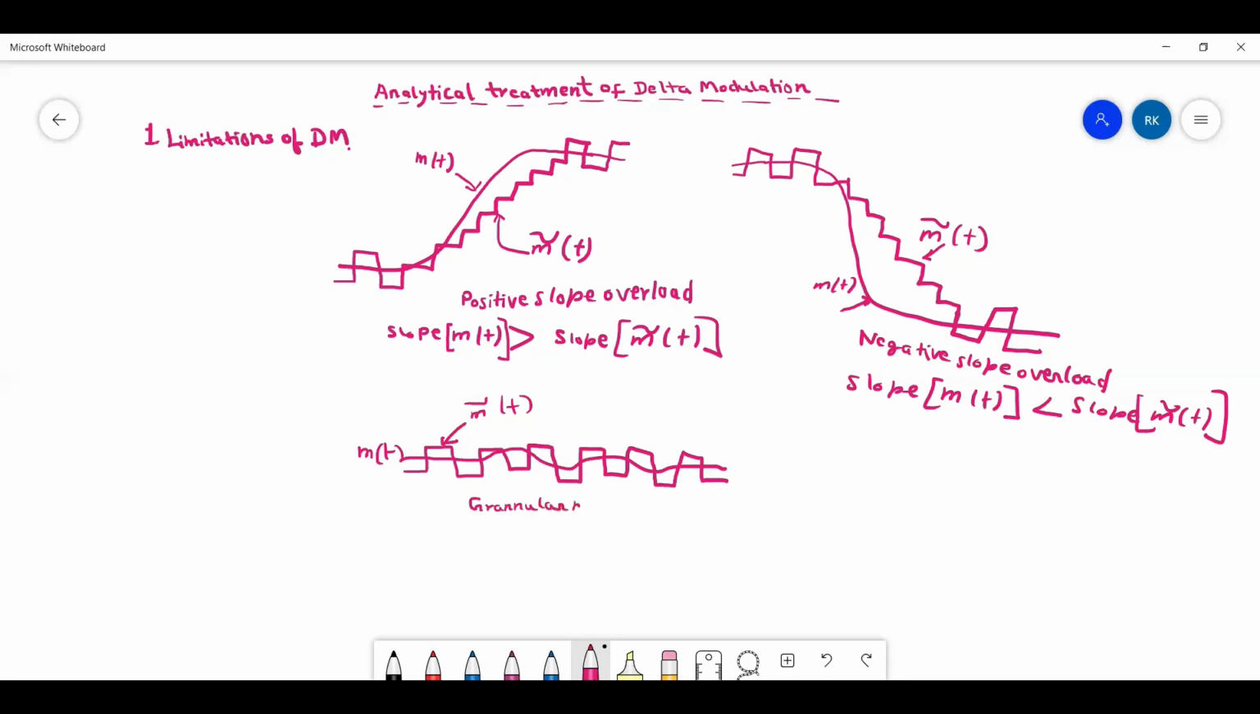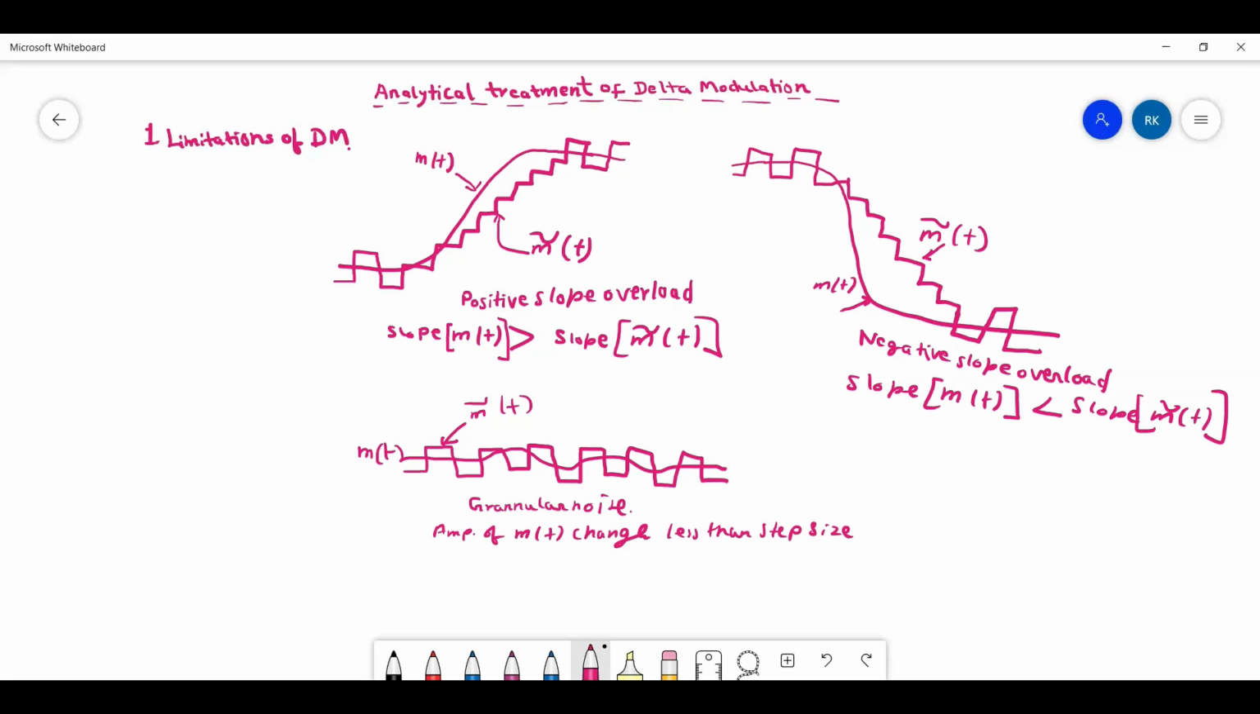Granular noise occurs when the amplitude of m(t) changes less than the step size of the approximating staircase waveform. So these are prominently three types of errors that occur in conventional delta modulation systems.